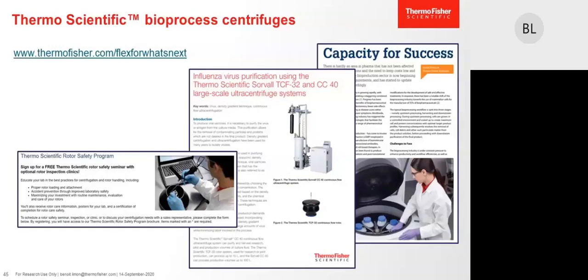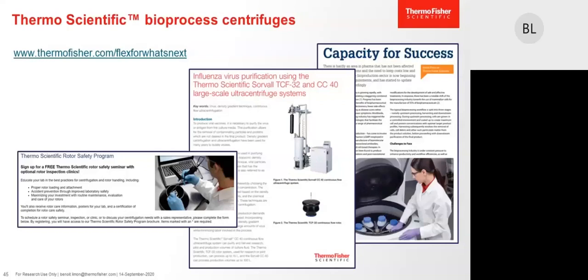All right, I see the first question. First question I see is, what is the preferred process volume when harvesting within the Thermo Scientific Sorvall BIOS 16 centrifuge?